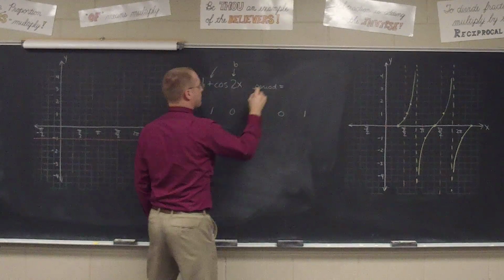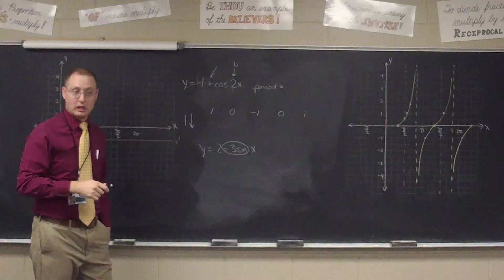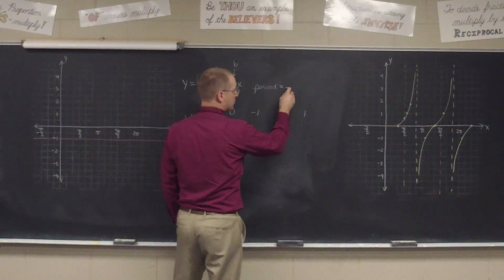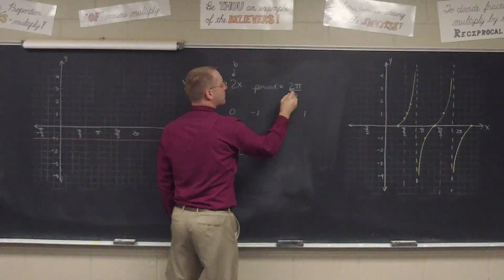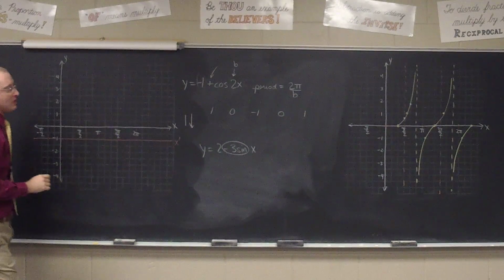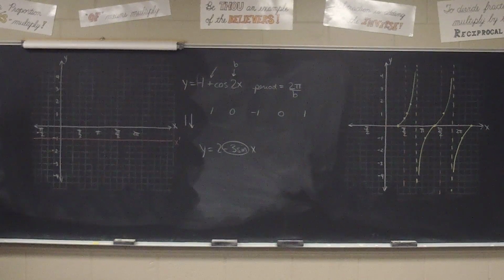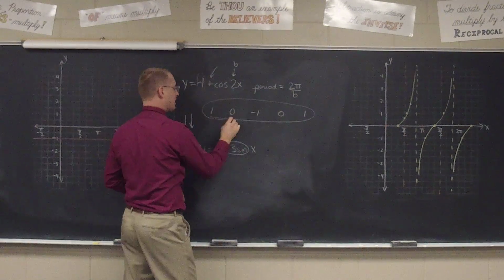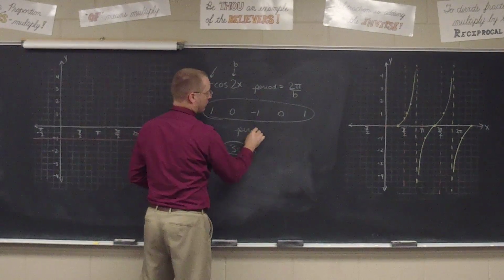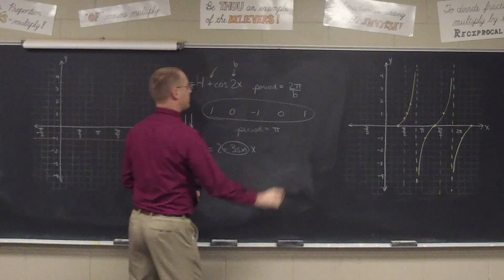And the period of sine and cosine is normally 2 pi, but really it's 2 pi over b. Well, in this case, since b is 2, that means the period is simply pi, which means all of this is done by the time we reach pi.